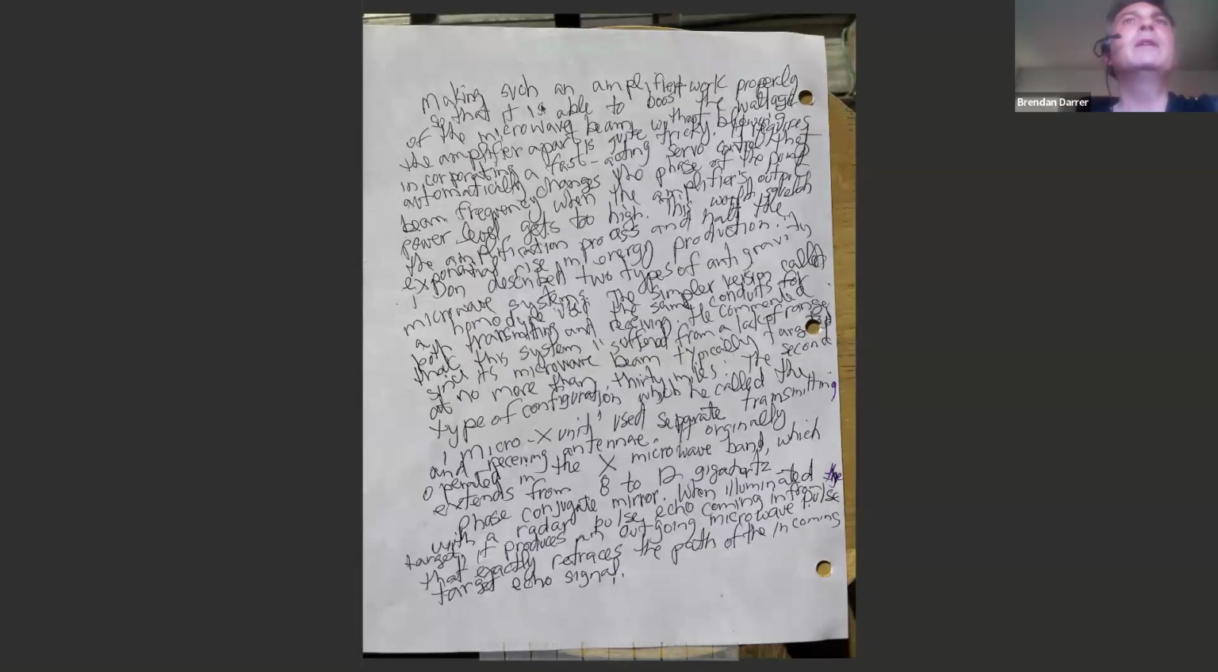Making such an amplifier work properly so that it is able to boost the wattage of the microwave beam without blowing the amplifier apart is quite tricky.